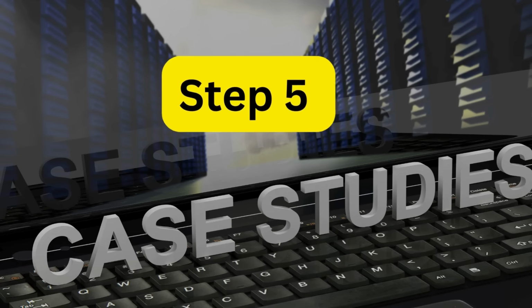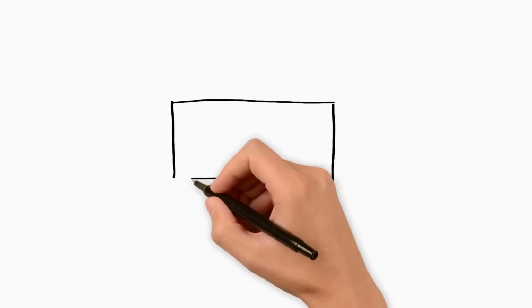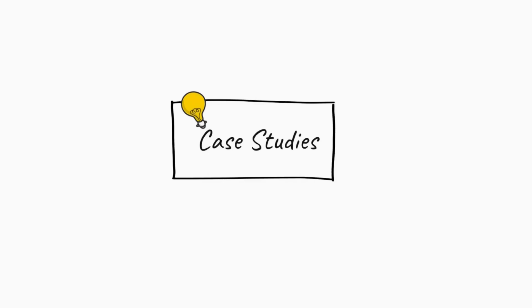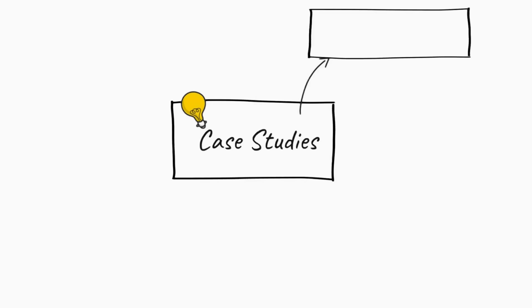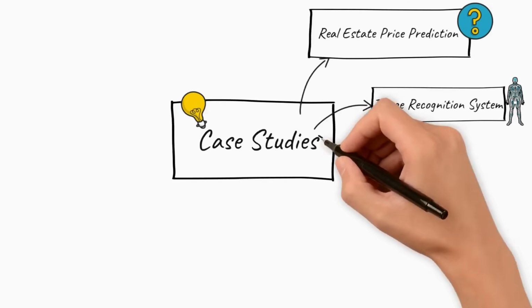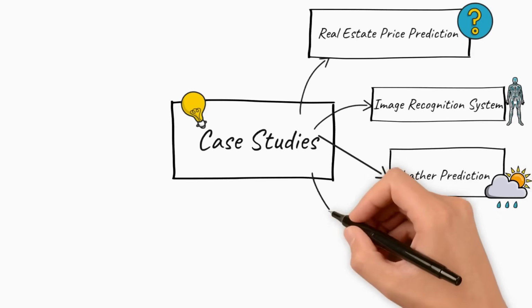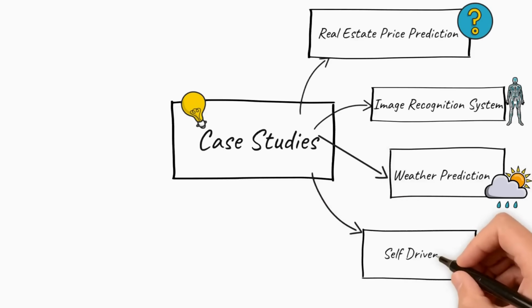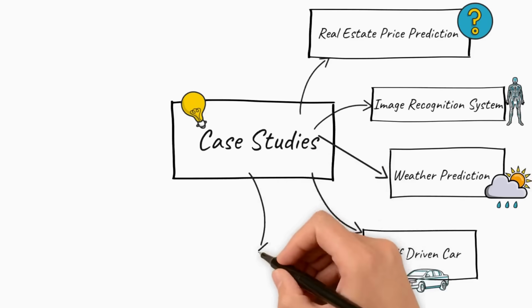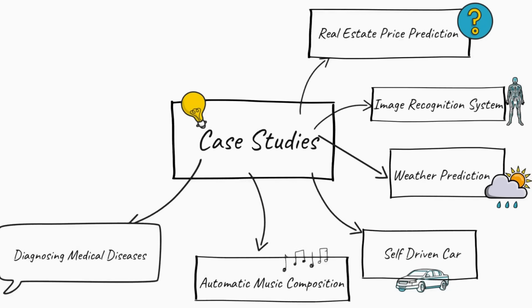Step number 5 is AI case studies. This is very important and useful for the career path of artificial intelligence. Case studies on topics like real estate price prediction, image recognition system, weather prediction, self-driving car, automation in music composition, diagnosis of medical diseases, identifying fake news, books recommendation.